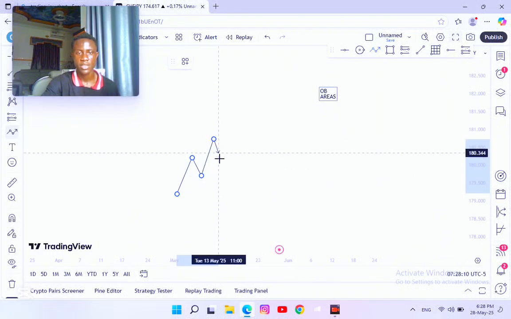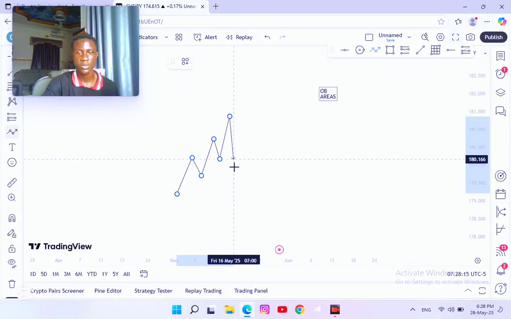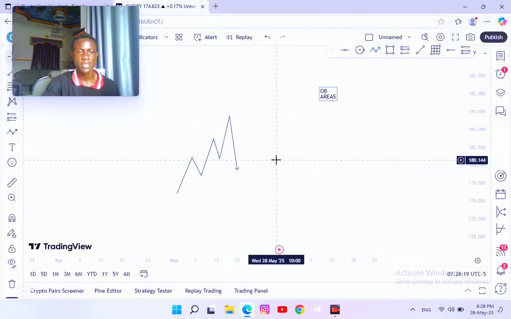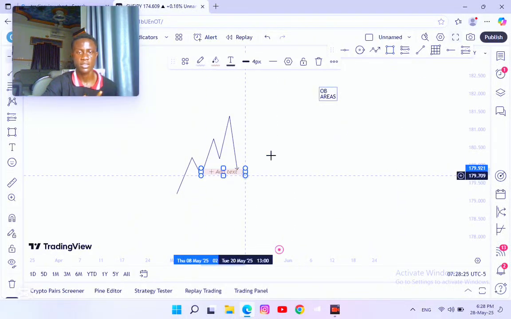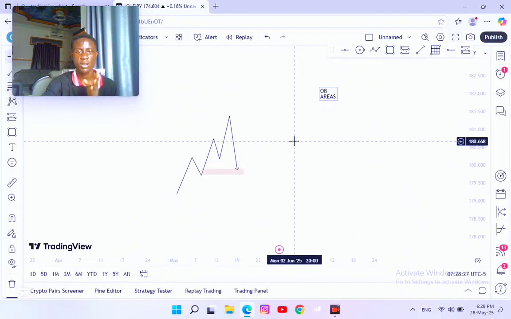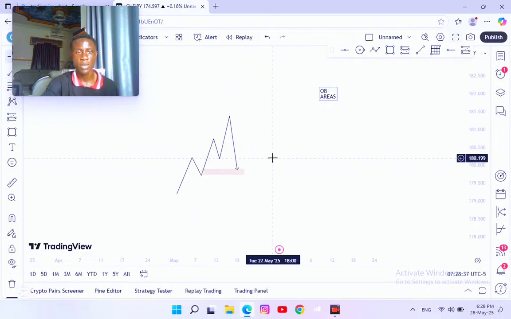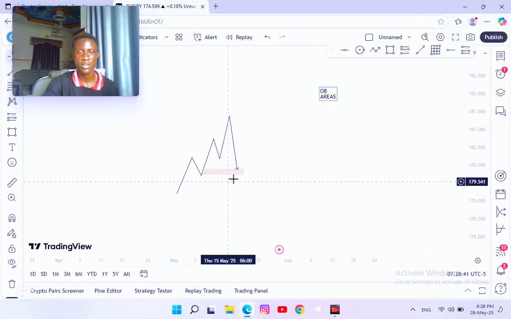Price gives me a retest and closes above, then takes out this low. So how am I going to do it? SMC, ICT traders are going to make use of order block around this place. But what am I going to do? I'm going to measure my area as usual. So I don't use OB, I use areas.